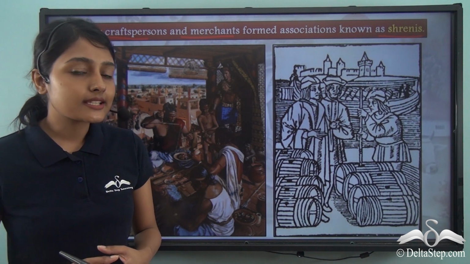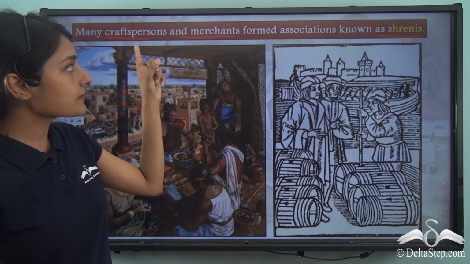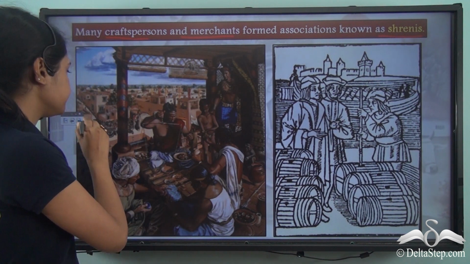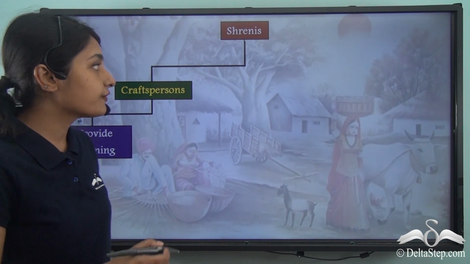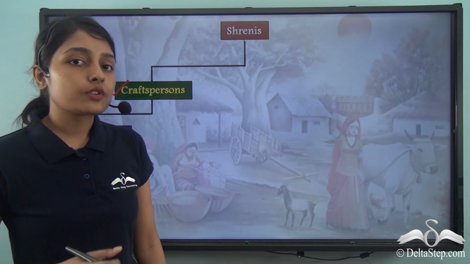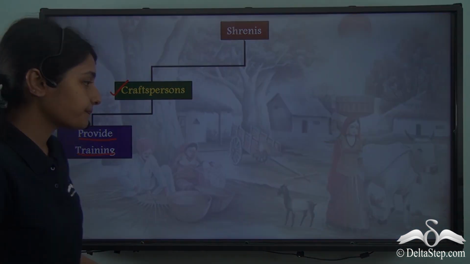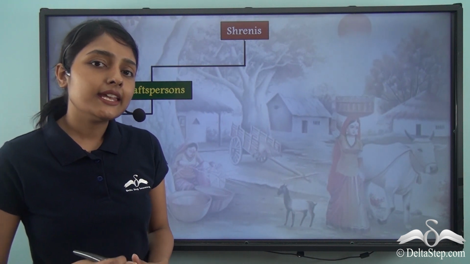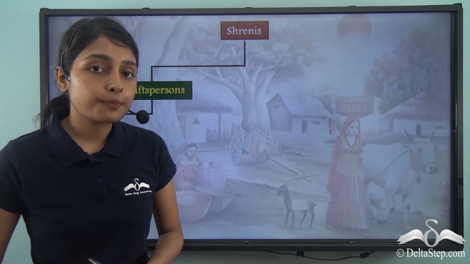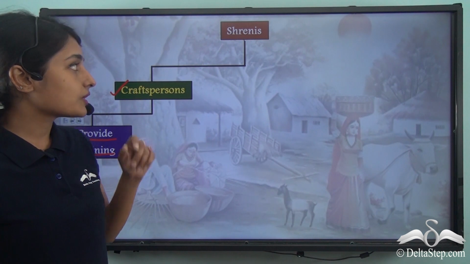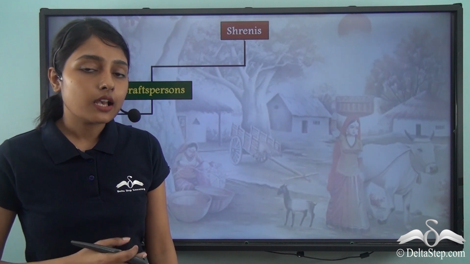Let us now get into discussing the function of these shrenis with regard to the associations of the craftspersons and the merchants. Firstly, we begin with the shrenis or the associations of the craftspersons. Now, these shrenis or these associations took care of providing training, because for the production of any kind of cloth, any kind of textile, the craftspersons need to be trained properly, which is why these shrenis of craftspersons now provided training to these craftspersons.